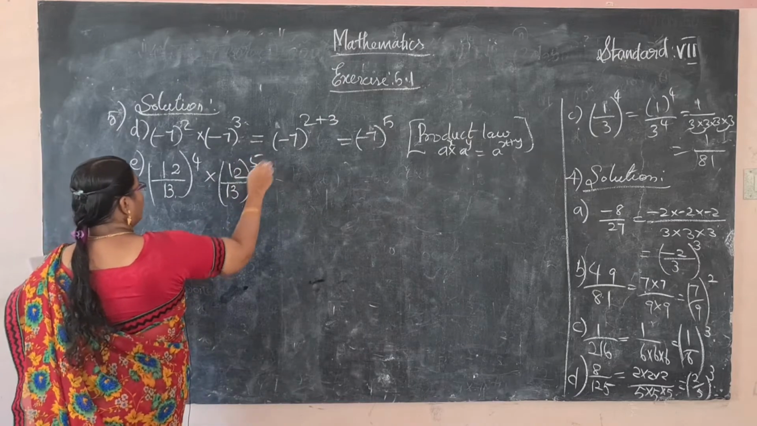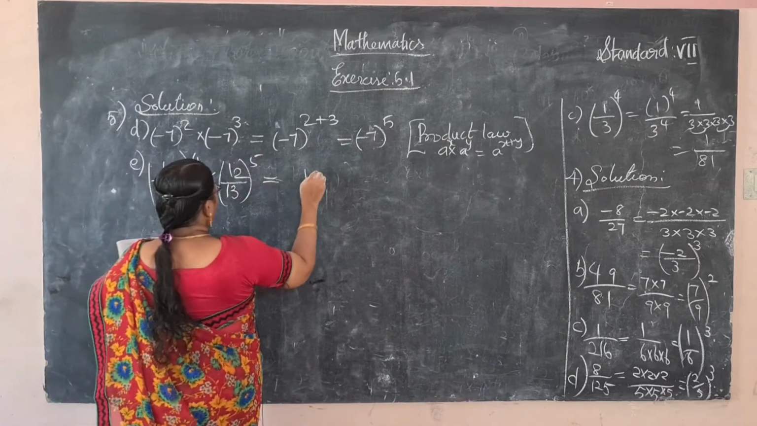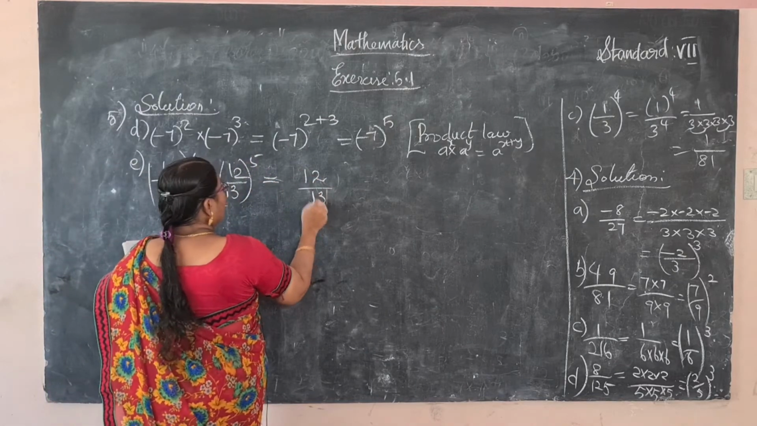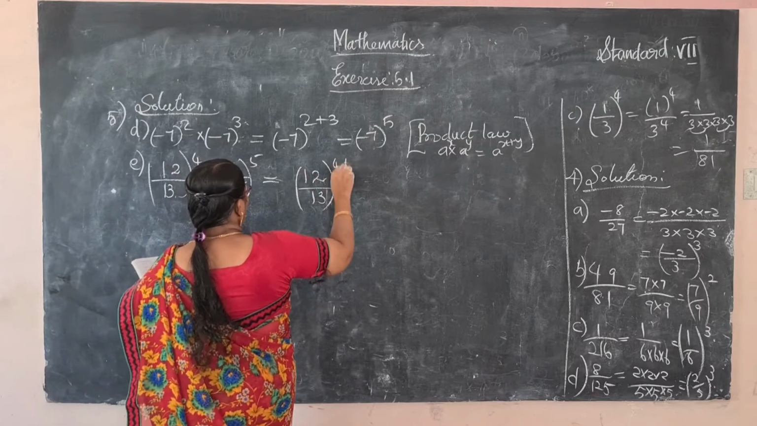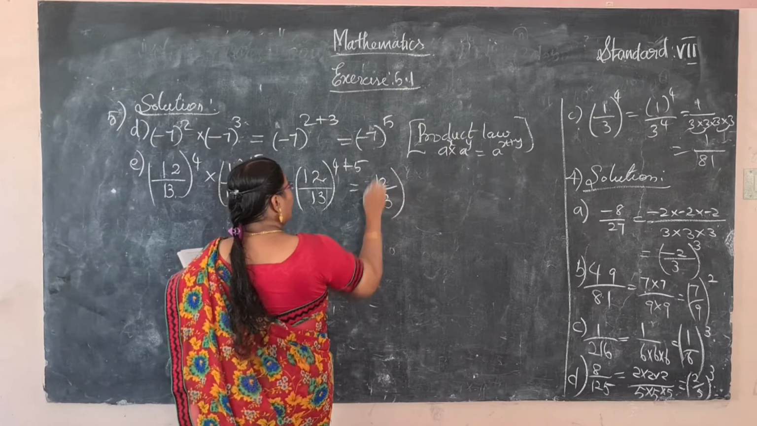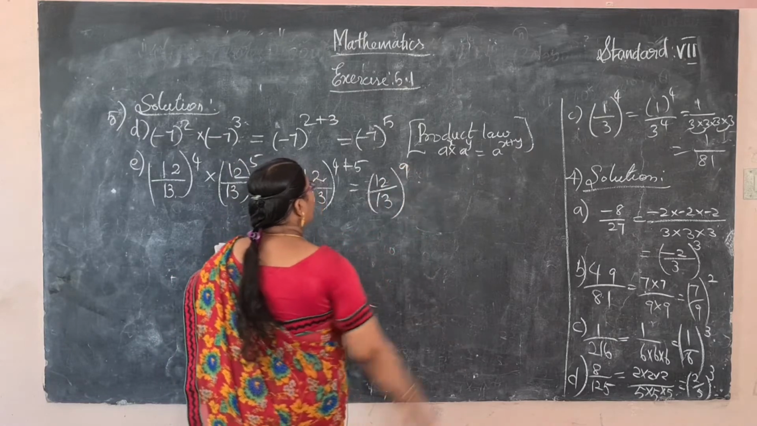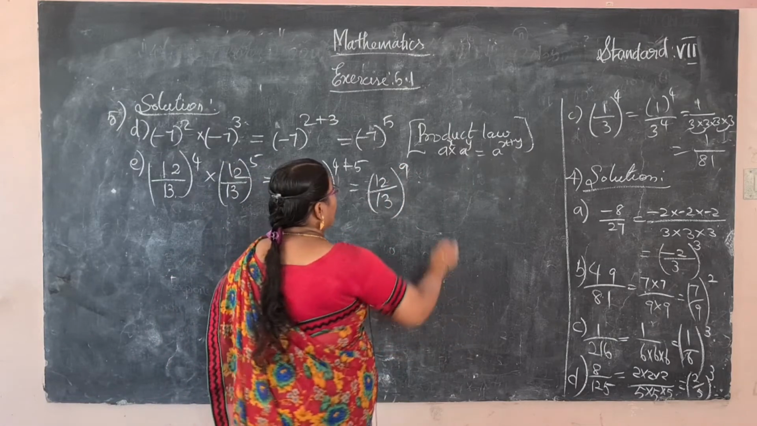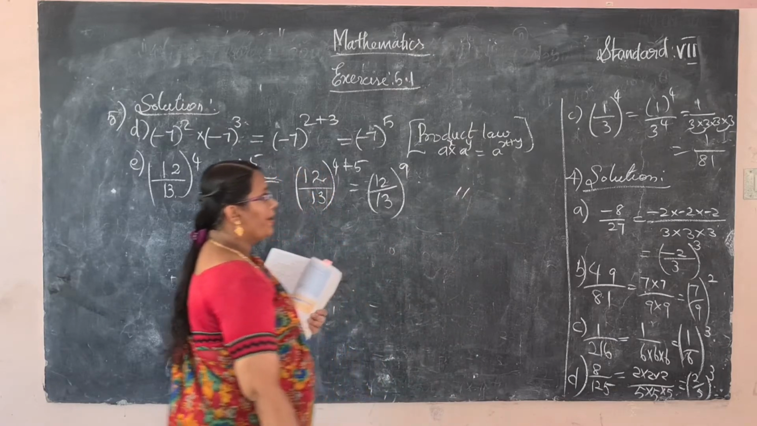And next, 12 by 13 power 4 into 12 by 13 power 5. Here also we have used the product law. So the base value is 12 by 13. The power will be added. So 4 plus 5, 12 by 13 power 9. Here also write the product law.